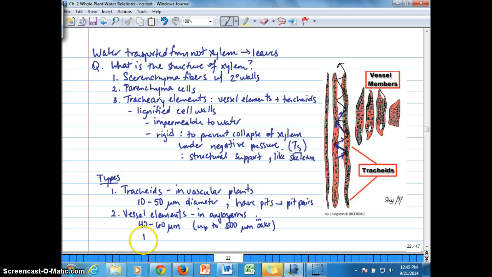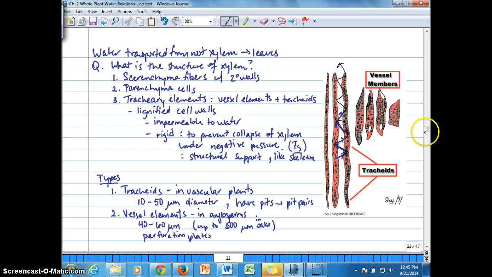Water is transferred from vessel element to vessel element through perforation plates. And those are found here in the end walls of the vessel elements. So these little slits, or a net-like pattern of openings, allow water to flow straight through. So these would be stacked end to end, looking more like a long vessel, or like a straw made of a variety of cells here.